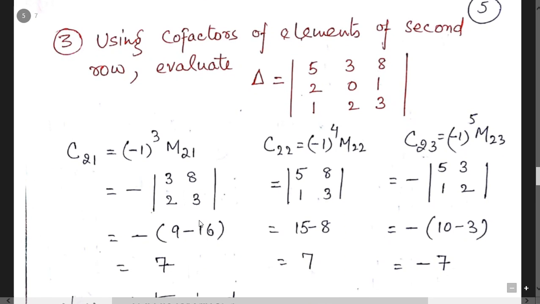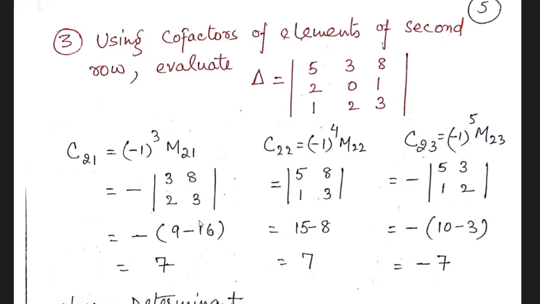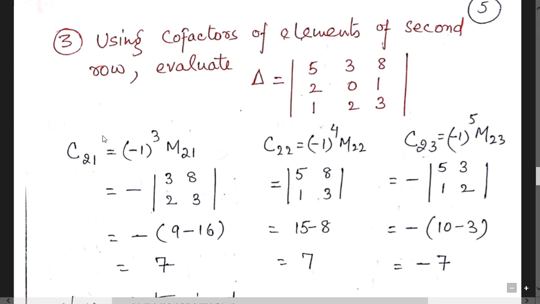Now this question is an important question. Using the cofactors of the elements of the second row, evaluate this. Suppose we are calculating the cofactors of any one row or any one column. Multiply each cofactor with the corresponding element in that particular row or column. Then add all the values. You can find the determinant. Let us check. Cofactor C21 is minus 1 cube times M21, you can calculate easily. C21 for this one, and C22, 5 8 and 1 3 is there.